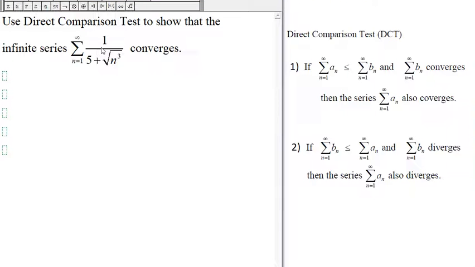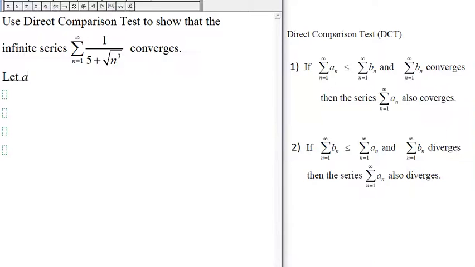Here we have the infinite series of 1 divided by 5 plus the square root of n to the third. We want to use the direct comparison test, or the basic comparison test, to show that this infinite series converges. If we want to use the direct comparison test, we'll call this sequence A sub n. Then we need to come up with a B sub n that is similar to A sub n, and then show that the series B sub n converges, and then that will show that A sub n converges also.